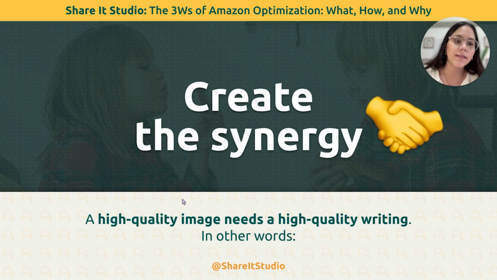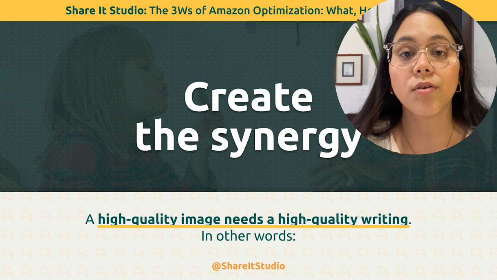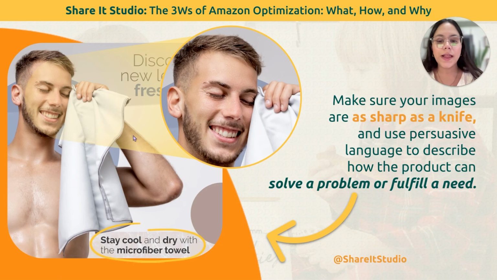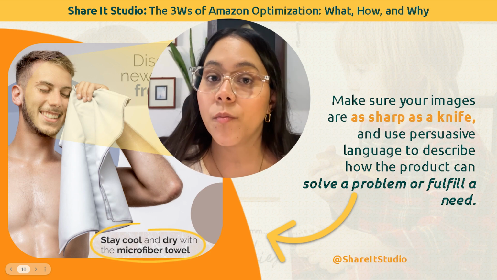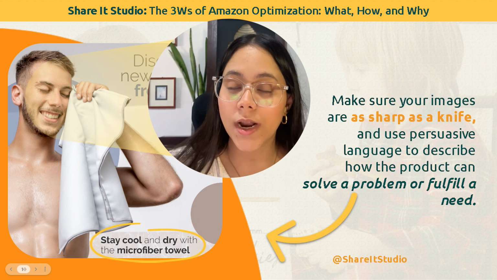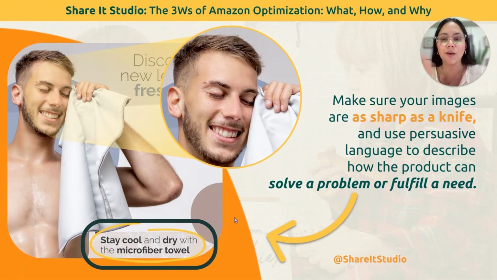Then we have creating the synergy. A high quality image needs high quality writing. And the way you can make sure that you're taking advantage of that is by working with professionals like us. In other words, we have one lifestyle with text here, or an infographic really, where we have a very sharp, high quality image, which is extremely important because, remember, if you have bad resolutions or very small images in terms of size, Amazon will compress them more than what they already are and you will lose quality. We also have very nice, concise, straight to the point copywriting, such as this.